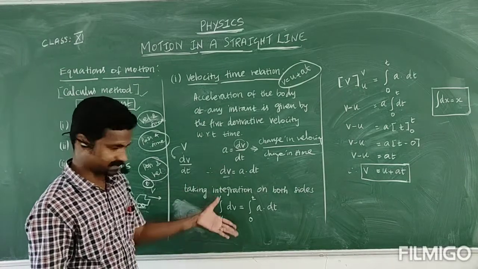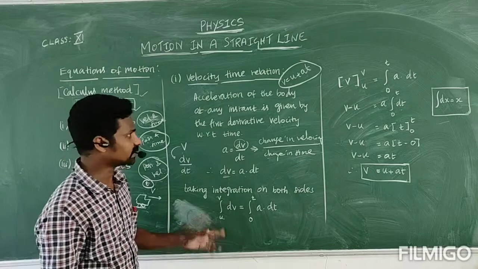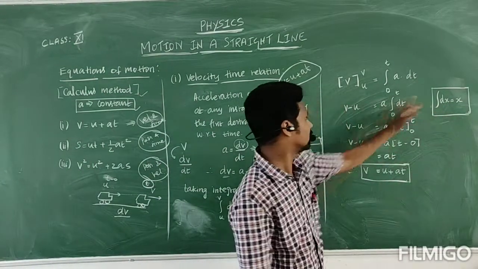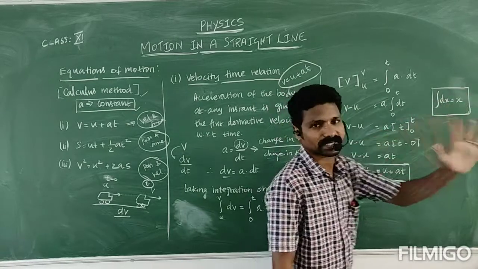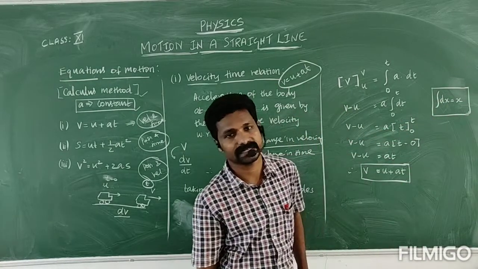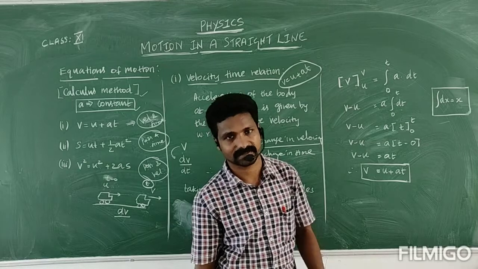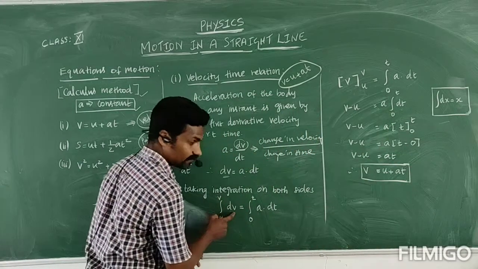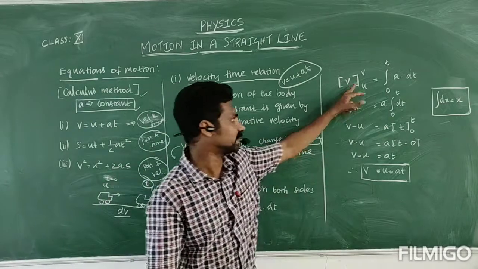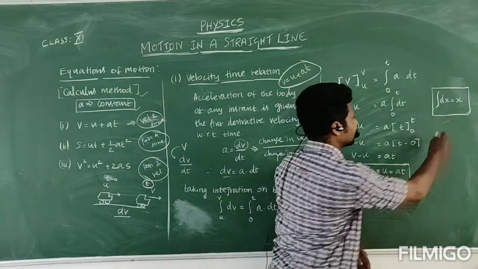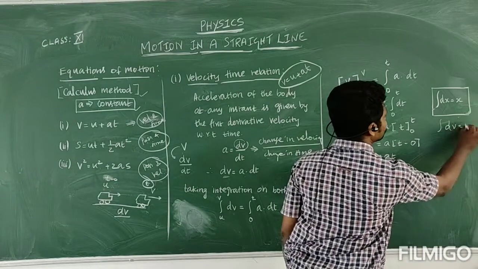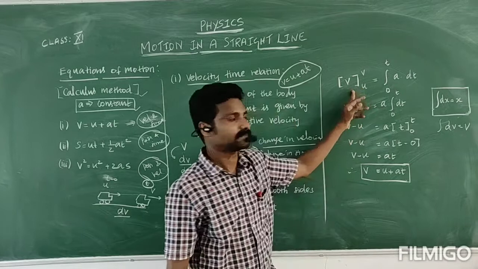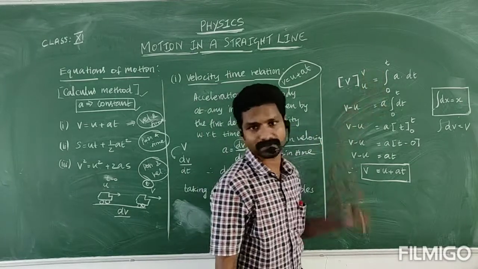Now we apply the integral symbol. Listen to the integration formula: the integral of dx is equal to x. That is the formula. So here the integral of dv I can write as v. Like that, the integral of dv is equal to v. So that only I wrote here. Then after that, upper limit and lower limit.